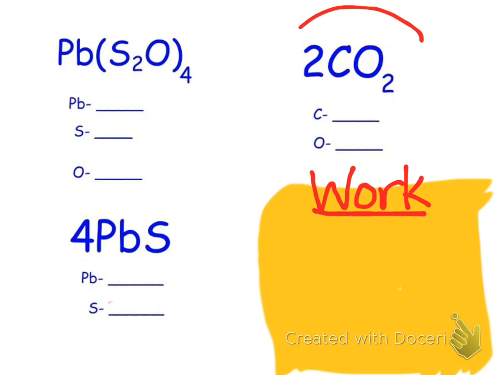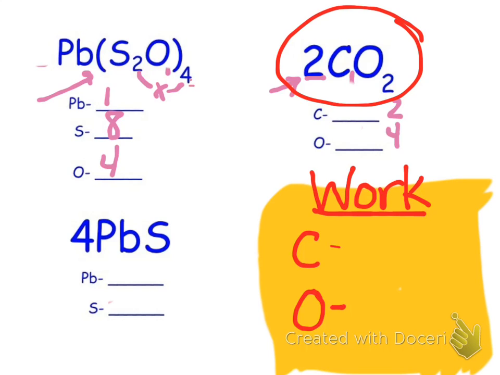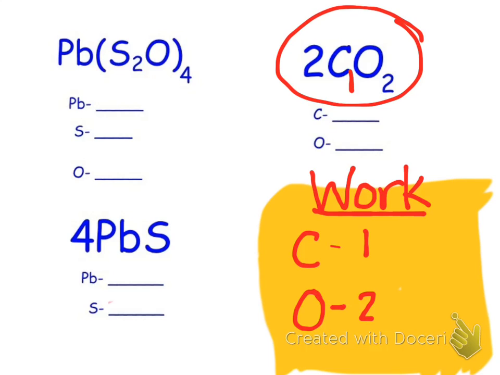Let's take a look at this problem right here. I got 2 CO2. This tells me I got carbon and I have oxygen. And by itself, I don't see a subscript, so that means I have 1 carbon and 2 oxygen. So I put 1 and 2, but I see a 2 there. So that coefficient tells me I have 2 groups of this. So I'm just going to multiply whatever I have when I have one group by 2.